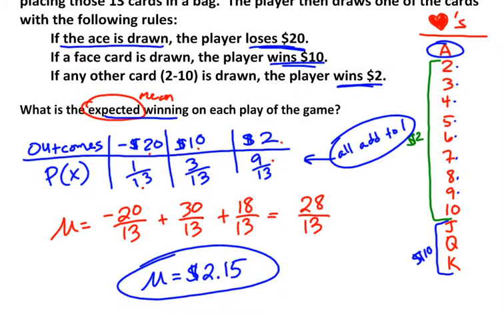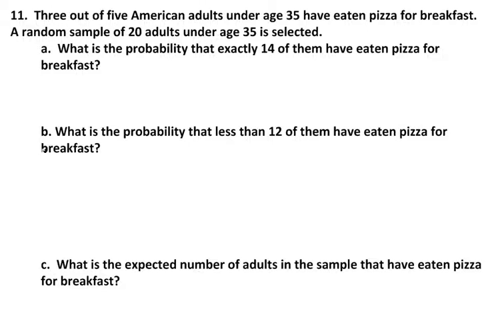Okay, so let's take a look at this last example. 3 out of 5 American adults under the age of 35 have eaten pizza for breakfast. A random sample of 20 adults under age 35 is selected. What is the probability that exactly 14 of them have eaten pizza for breakfast? Well, hopefully we can pick up on this. This is what we call a binomial probability. Okay, so when we read that, we should know certain things are going to happen. We need to identify real quickly our N, P, Q, and X, and all that stuff that we've got to have to work this problem out.